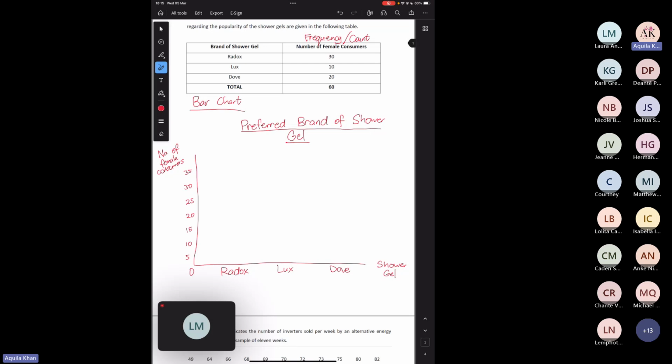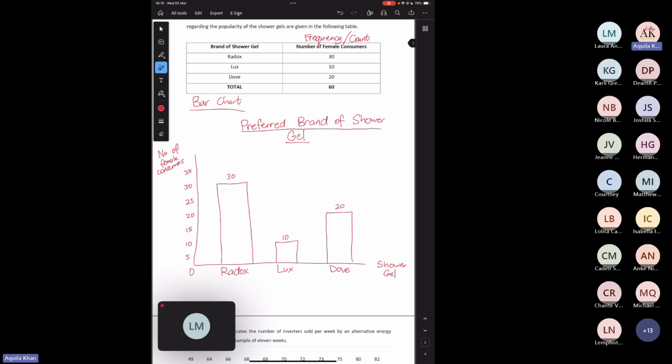Okay, so the first one is Radox and it is 30. So you're literally just going to draw up a bar all the way to 30, which is here. And you're going to write the number 30 at the top. Then you have Lux, which would be 10. So this would be here approximately. And Dove is 20, which is somewhere here. And that is literally it.